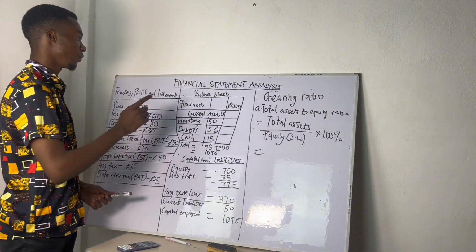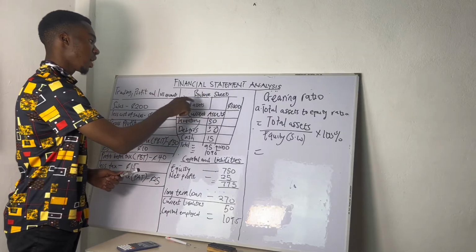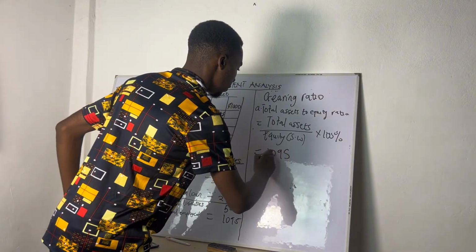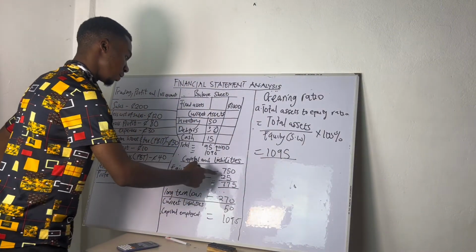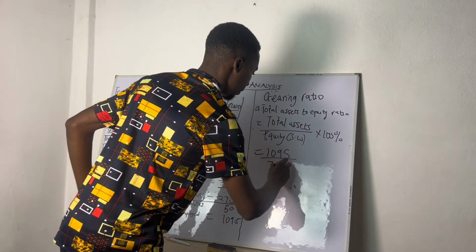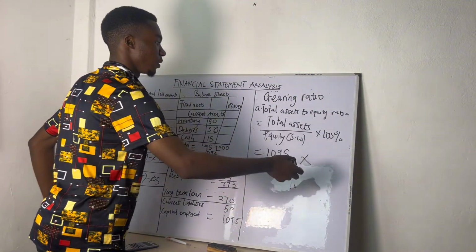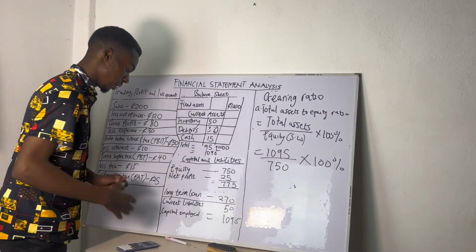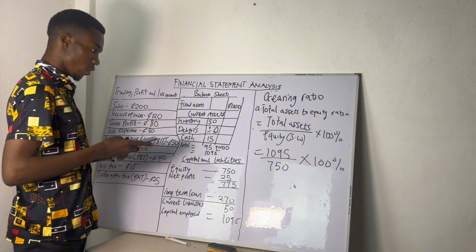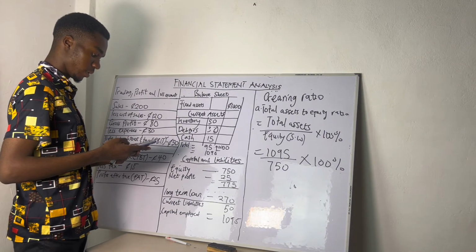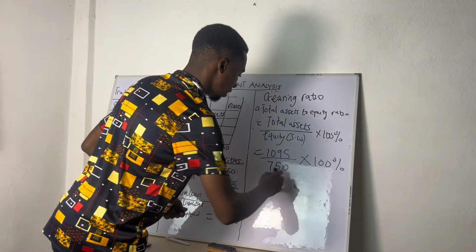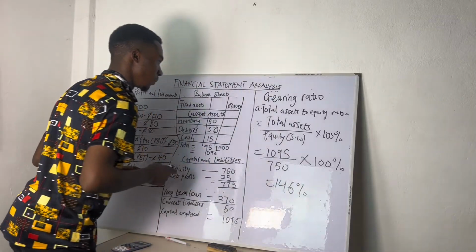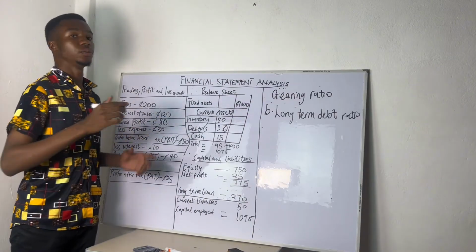And what is the total assets from the question? The fixed asset is 1,000, the current asset is 95. So in total you have 1,095 over equity. And where is equity? Equity is 750 times 100%. Now let's punch it on the calculator and see what you get. 1,095 over 750 times 100%. You are getting 146%.